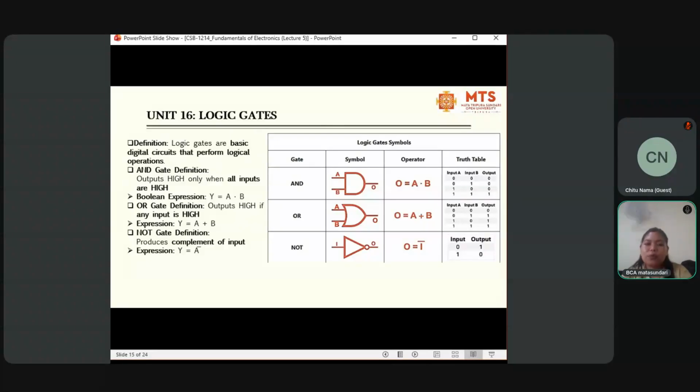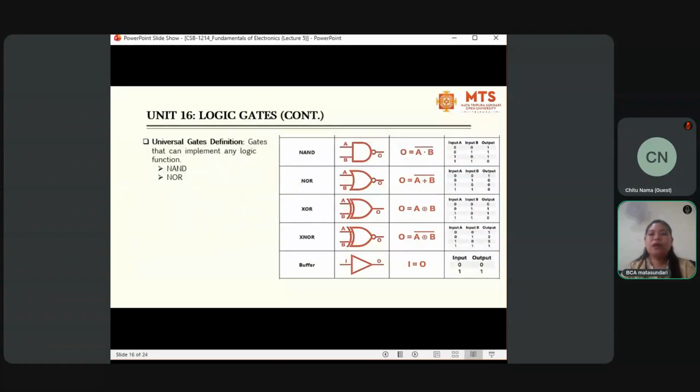NOT gate produces complement of input. It always produces complement of input. Y equal to A inverse, A complement. In this diagram we have given the input and output. So input 0, then output will be 1. No addition, no multiplication. 1 will be 0. 0 will be output 1, 1 will be output 0. Okay, complement because it's complementing.